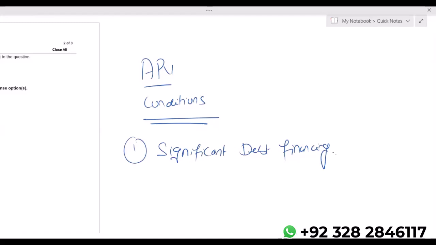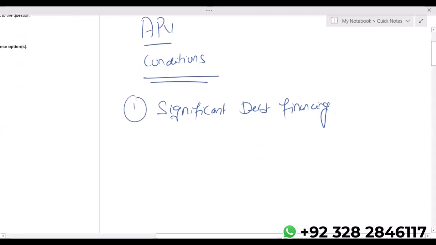I hope you have seen the lectures on APV. Most of the time, you will see the question says that 100% of the project is financed through debt. So number one is significant debt financing. Another is subsidized interest rate, subsidized loan. Subsidized loan means you are paying interest lower than your normal borrowing rate.